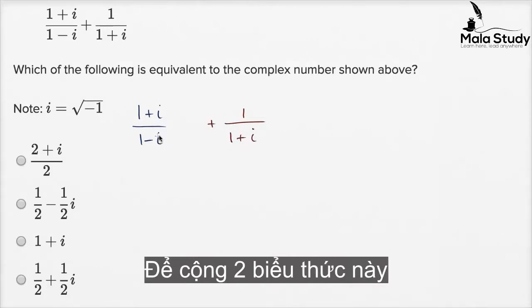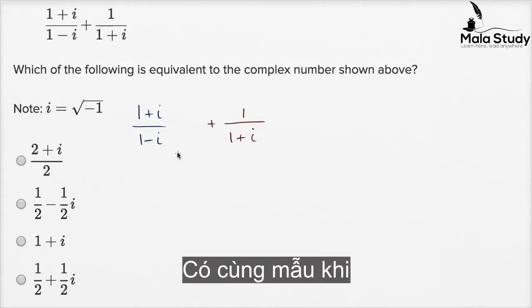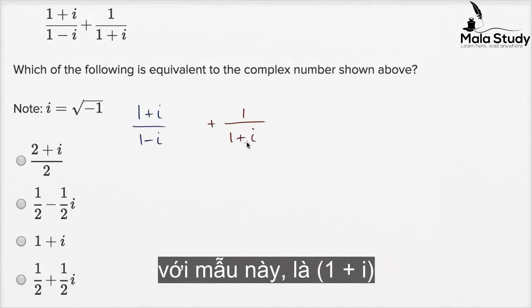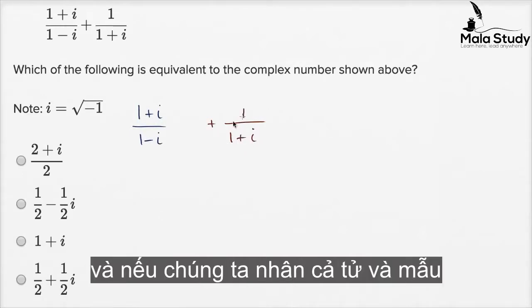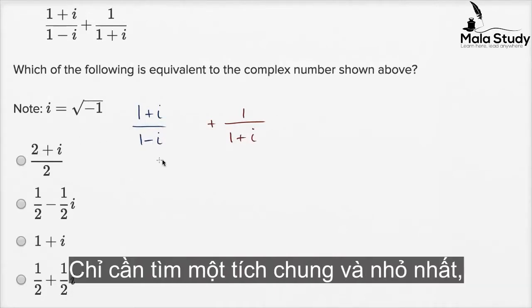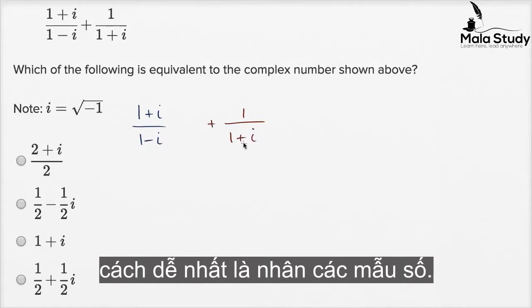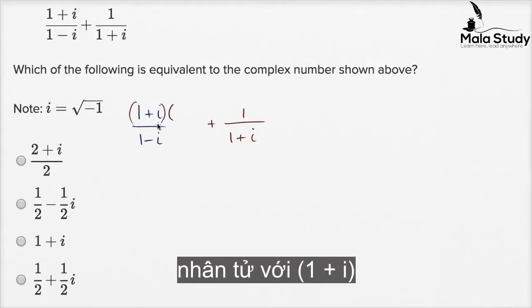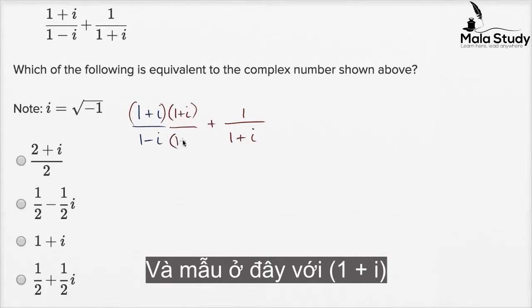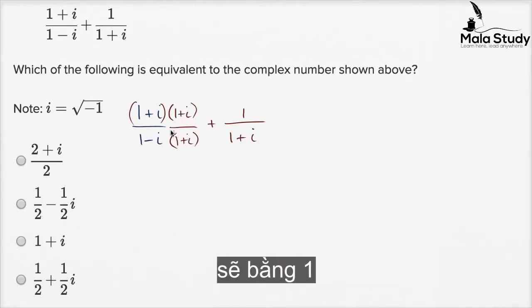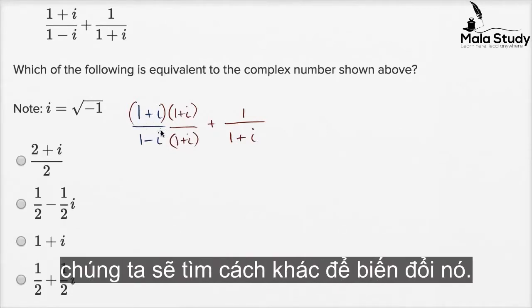Well, we're able to add two fractions if we have the same denominator. And we can have the same denominator if we multiply both the numerator and the denominator here by this denominator, by 1 plus i. And this is the way that you've always added fractions with unlike denominators. We're just finding a least common multiple, and the easiest one is just multiplying the denominators. So let's do that. So let's multiply the numerator and denominator here, so put some parentheses, times 1 plus i, and let's multiply the denominator here, times 1 plus i. So notice 1 plus i over 1 plus i, that's just going to be 1. So we aren't changing its value, we're just going to find another way of expressing it.